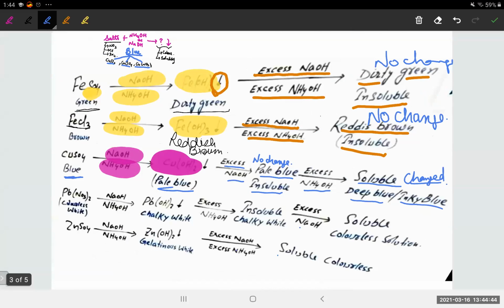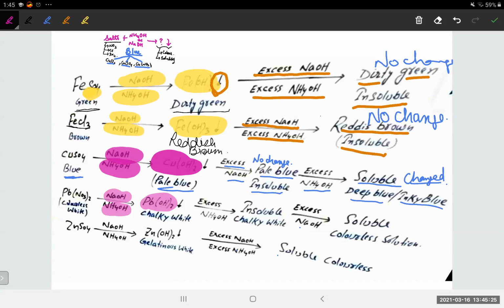Let's move on to the next one, that is lead. So lead is of which color? It's colorless or white. See, colorless or white is very different. We can't say that it is colorless and white as well, but let's just believe what's written here. Let's just think it's colorless as well as white, because in most of the books it's written white and in some it's written colorless. Okay, so colorless and white lead nitrate will react with NaOH and NH4OH to give us the hydroxide of it. Okay, we got the hydroxide.